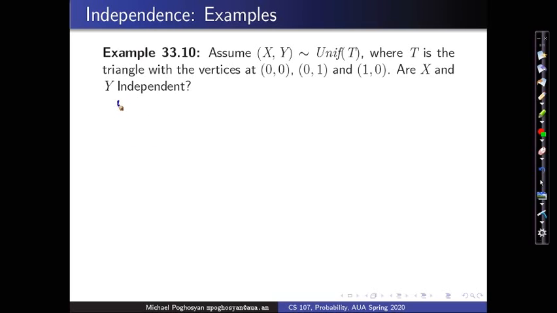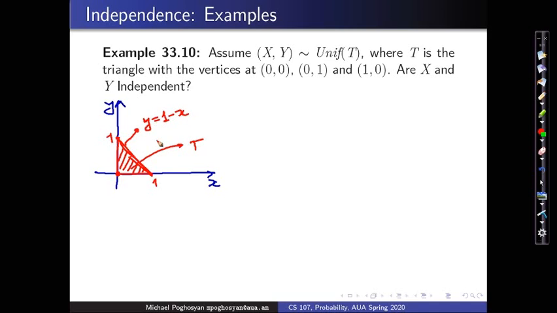So T, first I am drawing that T. This is X, this is Y. T has vertices at (0, 0), (0, 1) and (1, 0). So let me first join them by a line. Okay, this is 1, this is 1. This is my T. And this line's equation is y equal to 1 minus x.